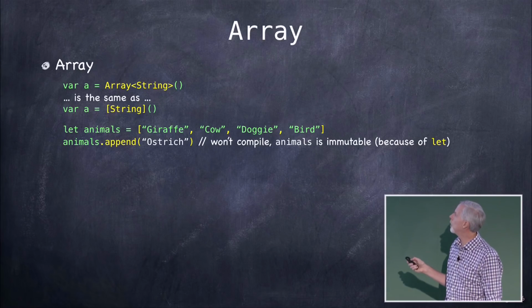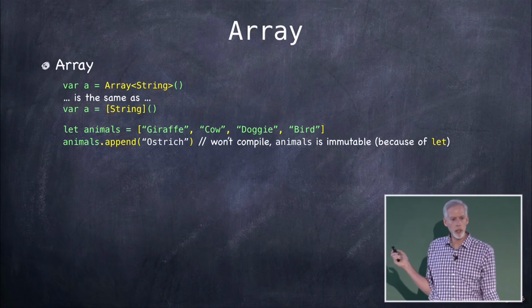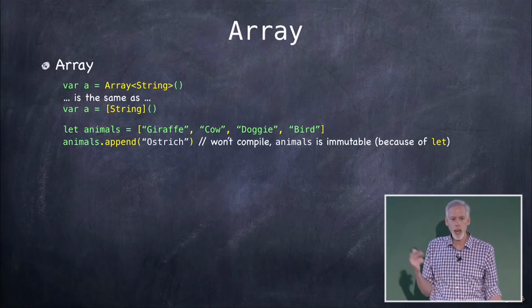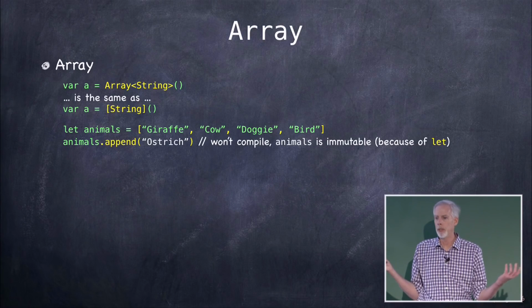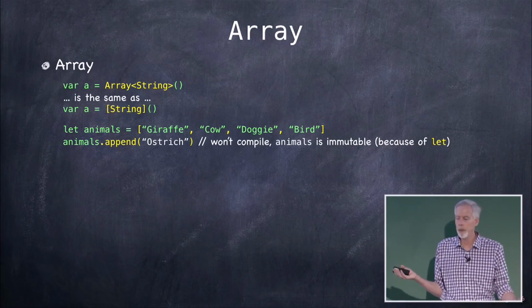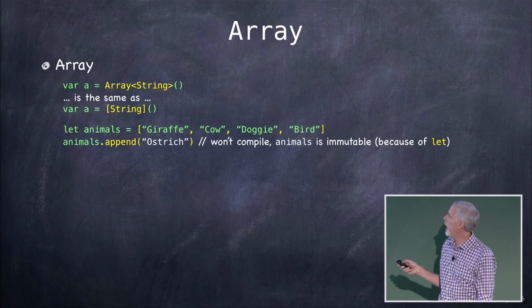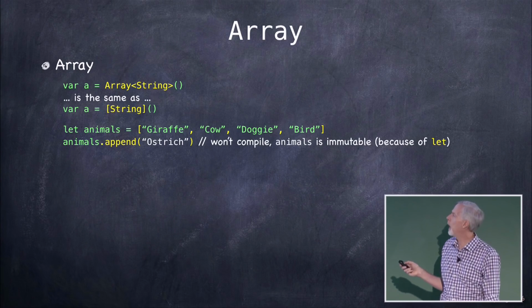Now, if I went giraffe, cow, 3, bird, then Swift would complain. Can't infer the type of that array because it's not all the same type. Okay? So it would infer it here. Now, notice this animals.append ostrich. If I put an ostrich in here, this will not compile. Okay, compiler will say no.